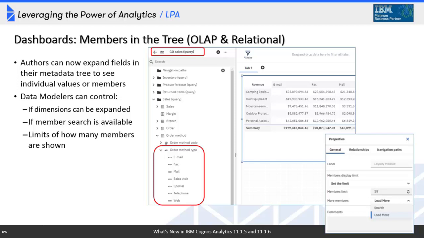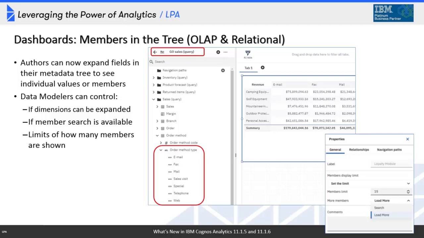You can control how many members will display before the user has to either click a load more link, or you can control whether it's actually a search link at that point. You can search for members. You can leverage the members by dragging them from the data source onto your canvas.